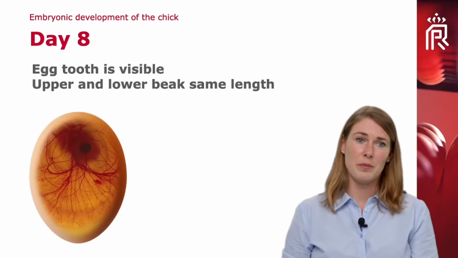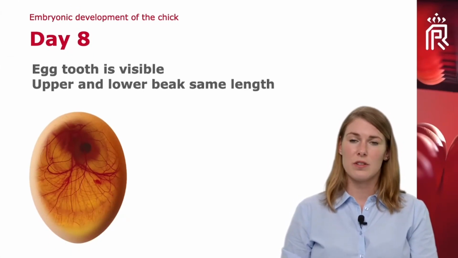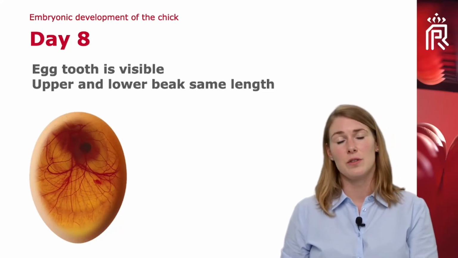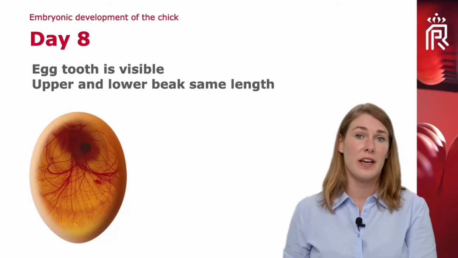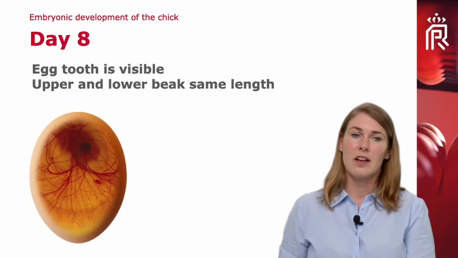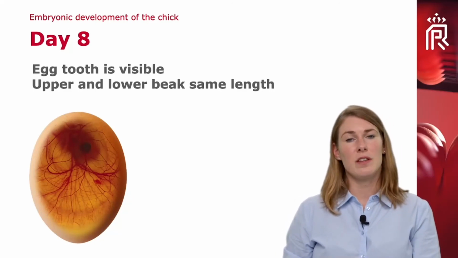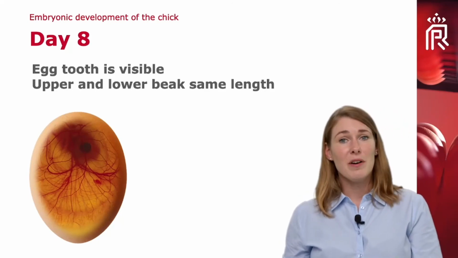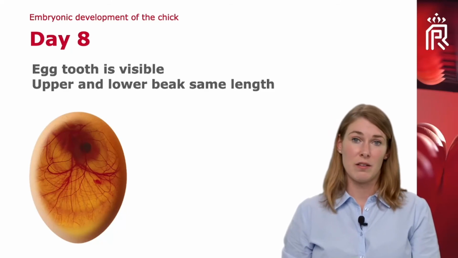If we go all the way up to day 8, we can see the egg tooth. So the little white dot on the beak of the embryo, which is the egg tooth, that the embryo will use later on to break out of the egg, is already visible from day 8. Another important thing to look at if you want to see if it's below day 8 or above day 8 is that the upper and the lower beak have the same length.